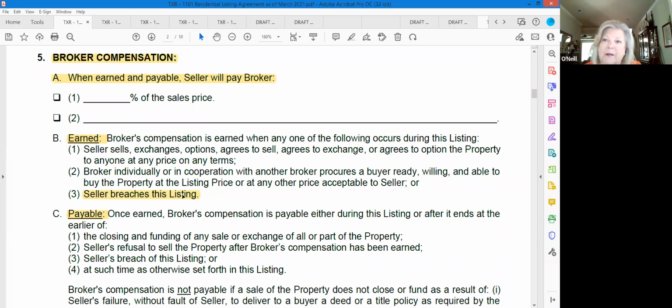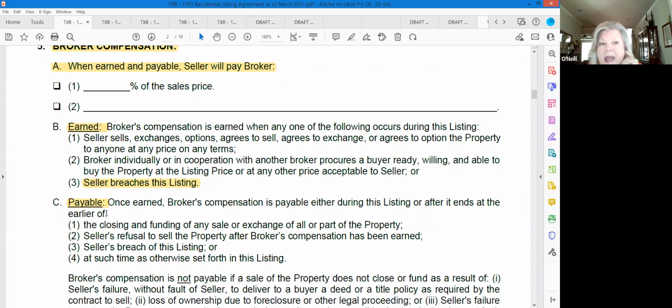Remember how we had in the revisions in the new listing for sale where it says that if seller does not cooperate with the showing and the marketing and anything else that involves the transaction, they'll be in breach of the listing. Well, here it is. If they breach this listing, we get our commission. It's earned. It's payable when it closes and funds, or if seller breaches the listing.